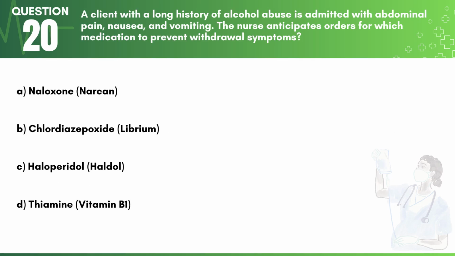Question 20. A client with a long history of alcohol abuse is admitted with abdominal pain, nausea, and vomiting. The nurse anticipates orders for which medication to prevent withdrawal symptoms? A. Naloxone, Narcan. B. Chlordiazepoxide, Librium. C. Haloperidol, Haldol. D. Thiamine, vitamin B1.